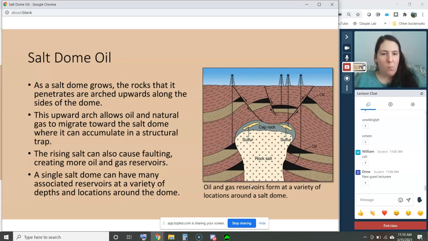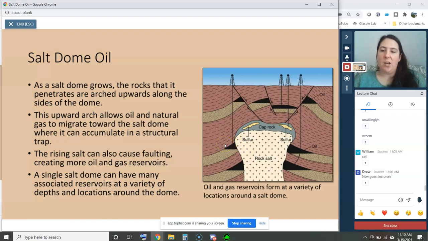And so here's the reason why you can find oil associated with these salt domes. As a salt dome grows, the rocks that it pushes upwards are arched, and the upwards arch allows oil and natural gas to migrate up to form reservoirs where they're trapped there next to the salt dome.